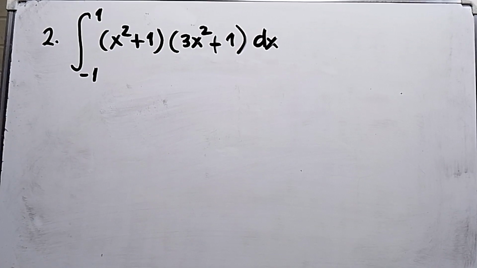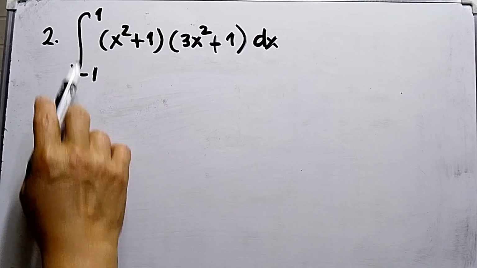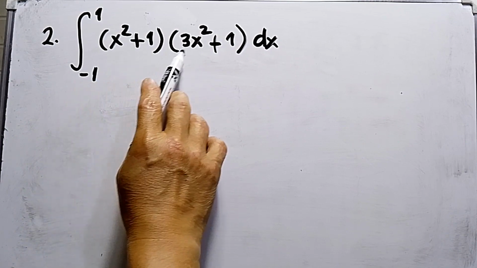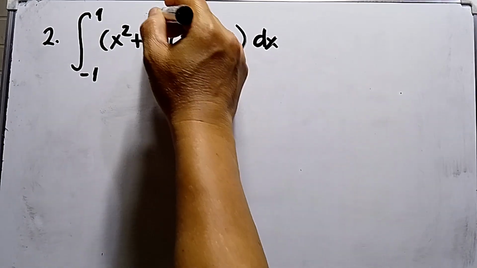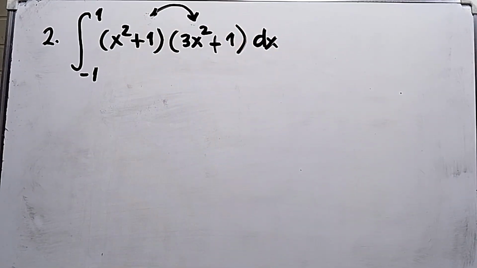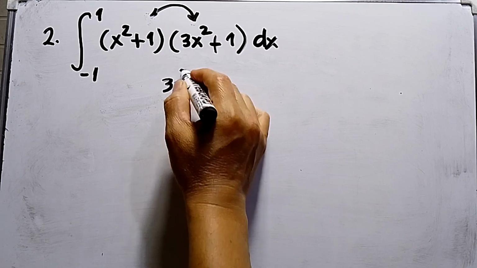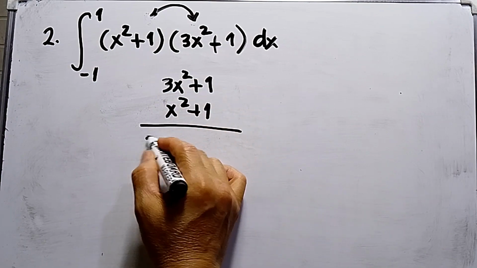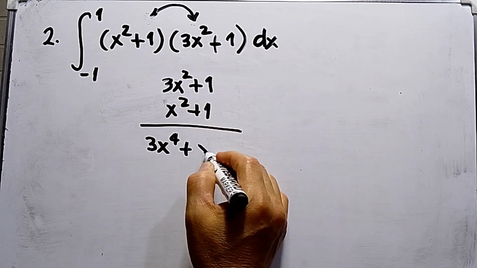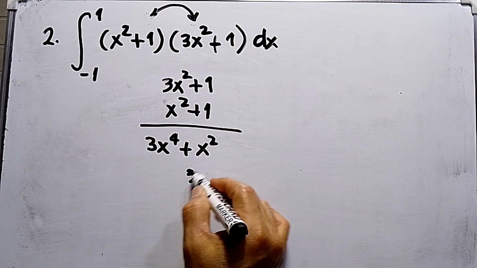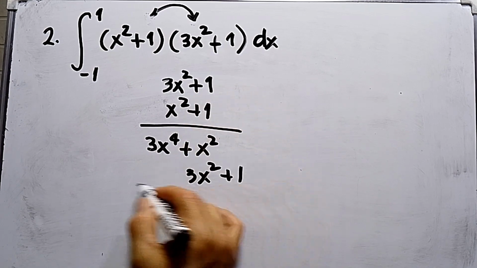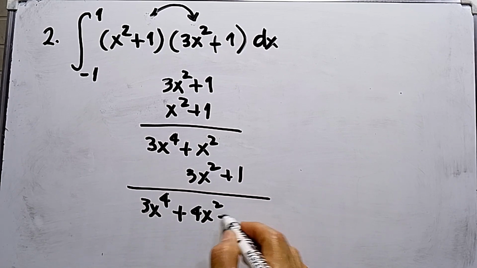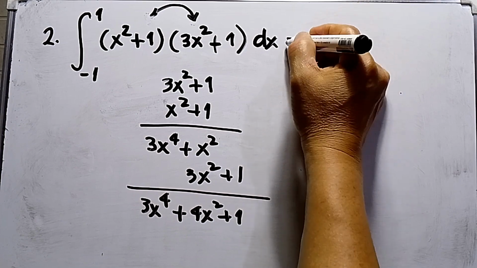So, number 2, I have here integral from negative 1 to positive 1. The function is x squared plus 1 times 3x squared plus 1 dx. So, I need to multiply this one by using my algebra. So, this will be 3x squared plus 1, then x squared plus 1. Multiplying, this will be 3x to the 4th plus x squared. Then, this will be 3x squared, then plus 1. So, this will be 3x to the 4th plus 4x squared plus 1. So, this is now my new function.